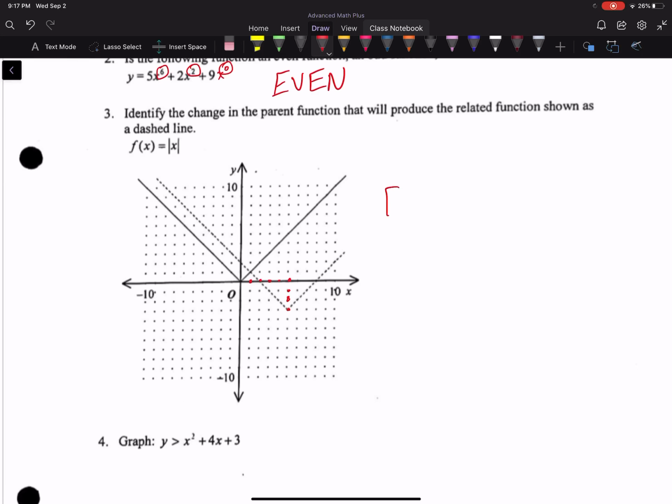So the equation for that will be the absolute value of x. Since it moved right 5, we're actually going to subtract 5 because everything's opposite in the absolute value. That moves it horizontal. And then it went down 3, so we put minus 3 on the outside. And that is all there is to that.